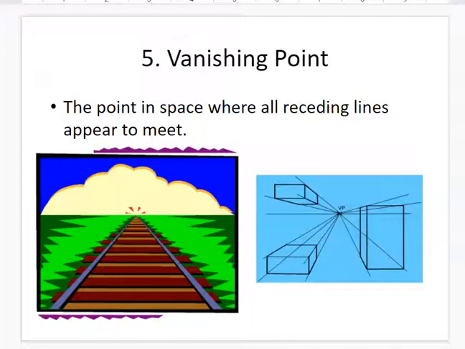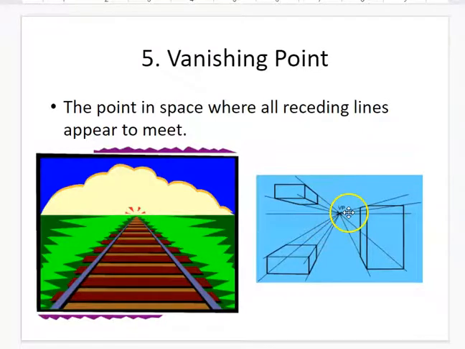Okay? Then another term you might need to know is vanishing point. That is the point in space where all receding lines appear to meet. Now, on the right, you have some boxes drawn in perspective, and right here in the center is that vanishing point. If I erase all of these other extra lines here on that dot, that vanishing point, sometimes, like I said, they may not be in your drawing.